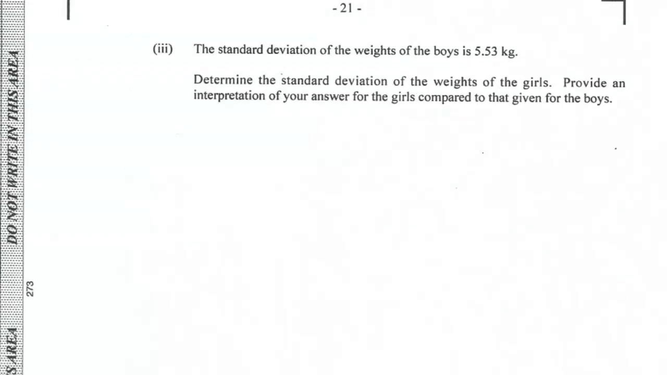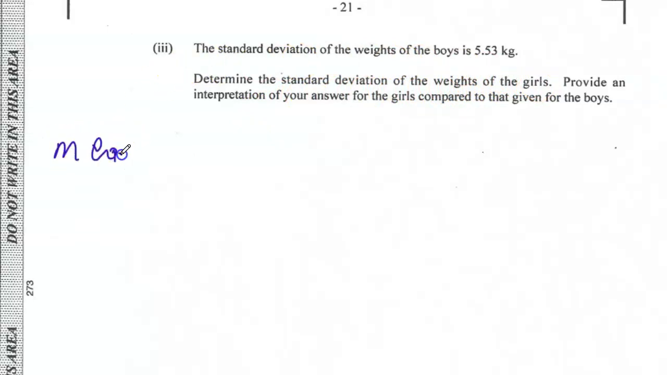The standard deviation for the weights of the boys is 5.53. Determine the standard deviation of the weights of the girls. Provide an interpretation of your answer for the girls compared to that given for the boys. So to find the standard deviation for the weights of the girls, we first need to find x bar, the mean. So the mean weight of the girls.